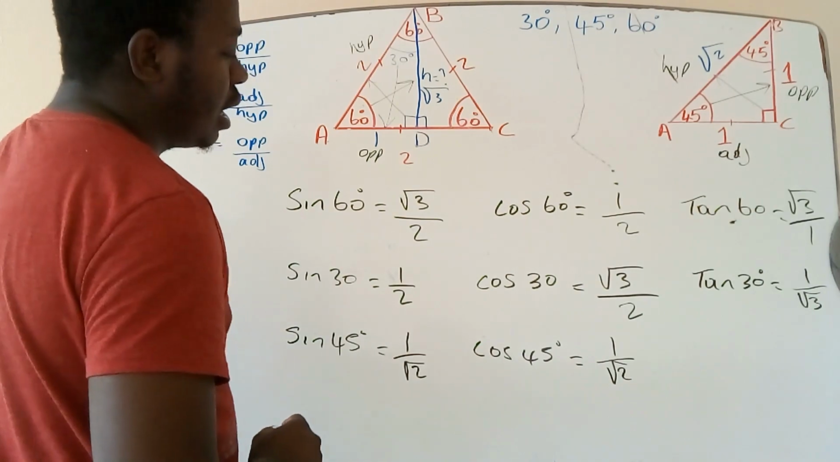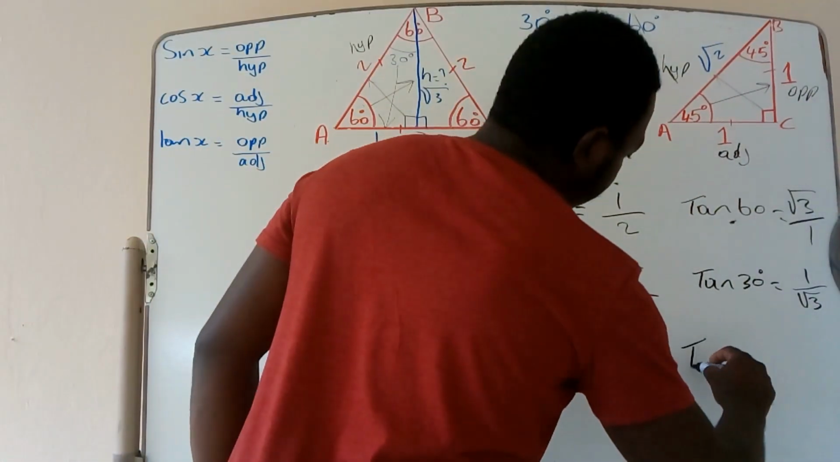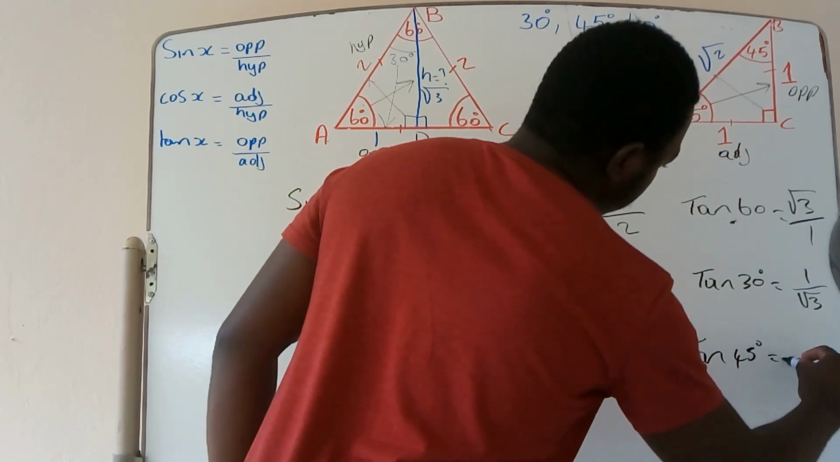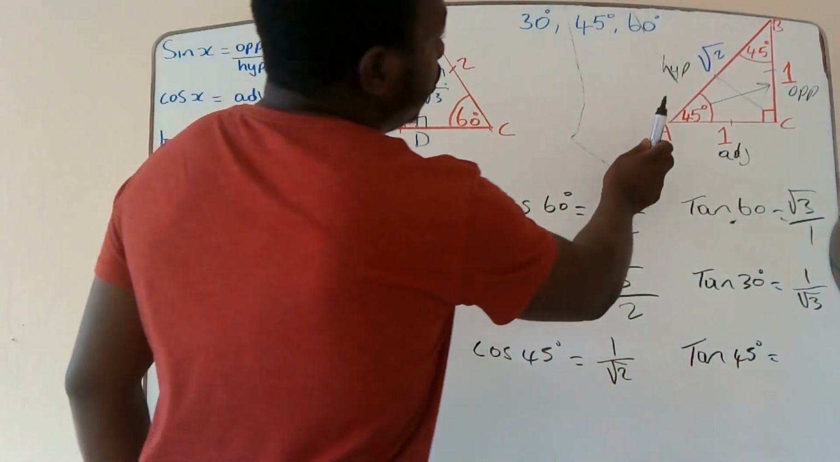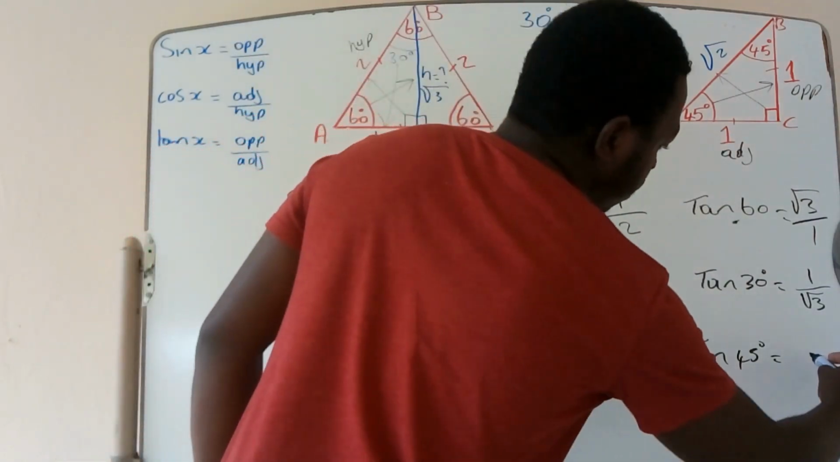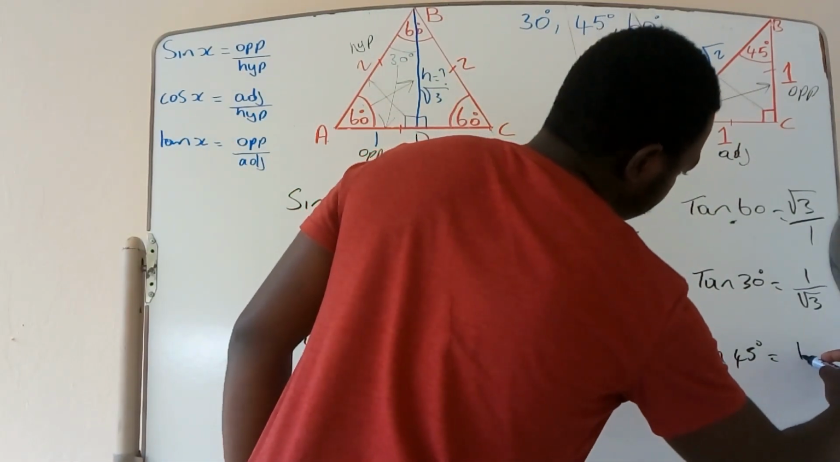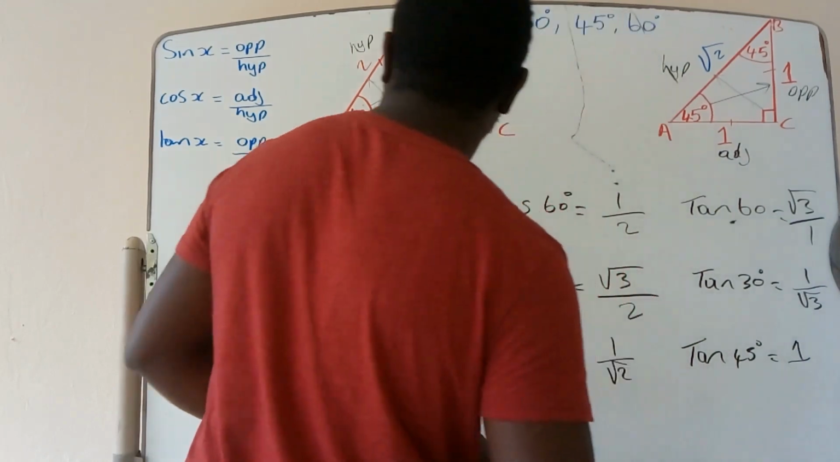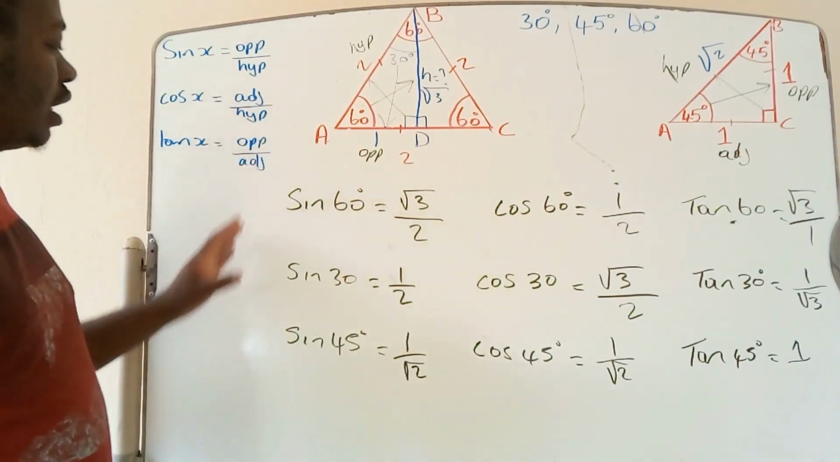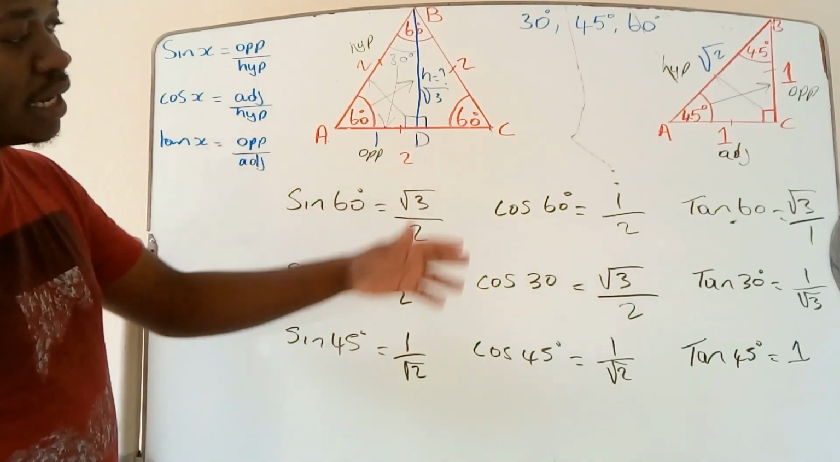Right? And now we want to find what tan 45 degrees would equal. That would be the opposite length over the adjacent length, which is just 1 over 1, which is just 1. So that's just 1. Right?